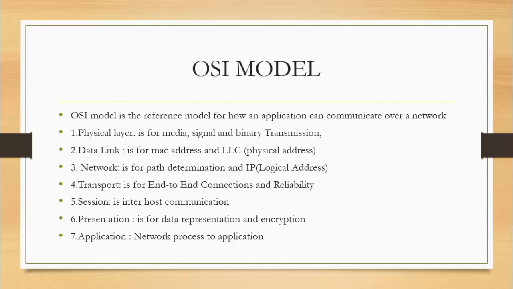So we have the 7 layers of the OSI. We have the physical layer. It's for media, signal and binary transmissions. Data link is for MAC addresses, the address on the network card. It can never be changed. We have the network part, that's layer 3, which is for routing and IP, the Internet Protocol. The transport layer is for end-to-end communication and reliability. Session layer is inter-host communication.